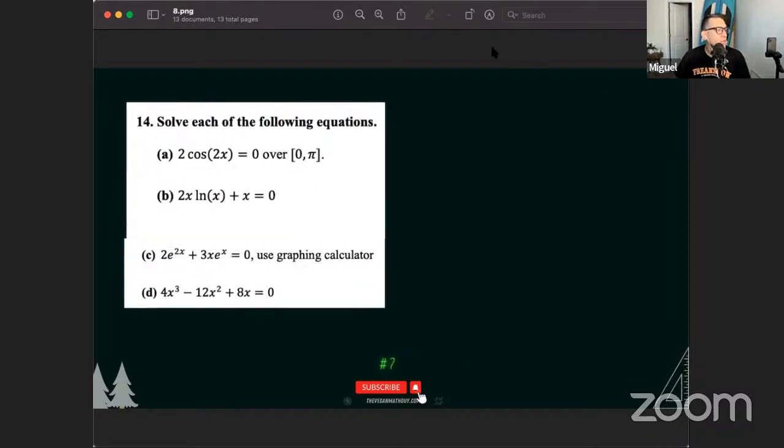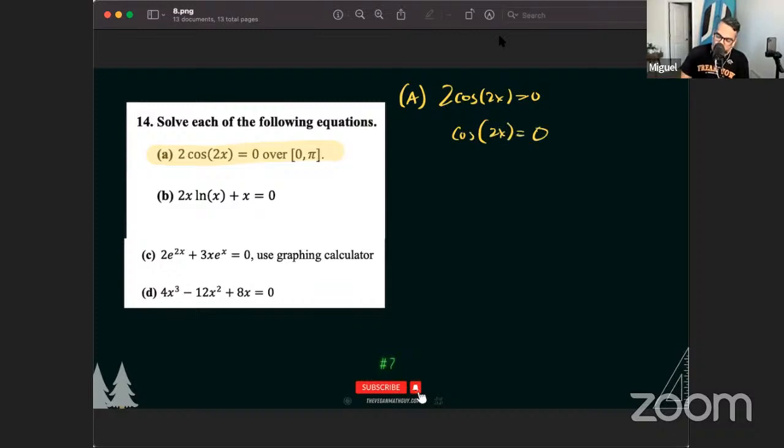All right. Solve for the following equations over, oh, geez. Okay, so hopefully by now, this is no surprise, because if we're in calculus and we're trying to solve these equations, you should know your unit circle by now. Okay, so 2 cosine of 2x is equal to 0. So first thing that I'm going to do is divide the 2 to the other side and get 0.